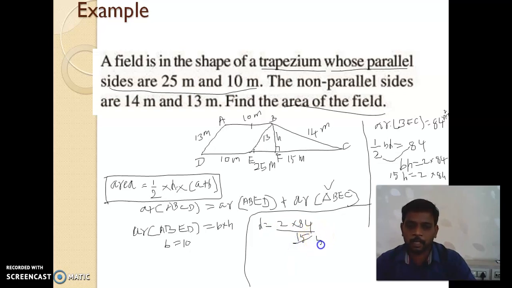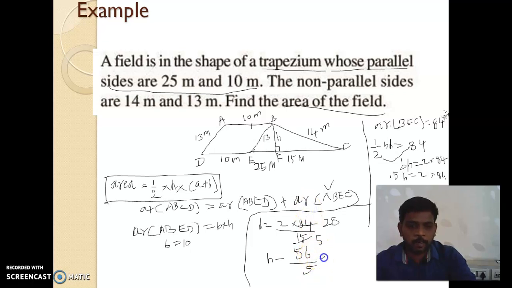5 threes are 15, and here 2 threes are 6, remainder 2, so 8 threes are 24. And multiply these two here. So 28 into 2 is 56. So 56 divided by 5 is nothing but your height. So height equals 56 by 5.